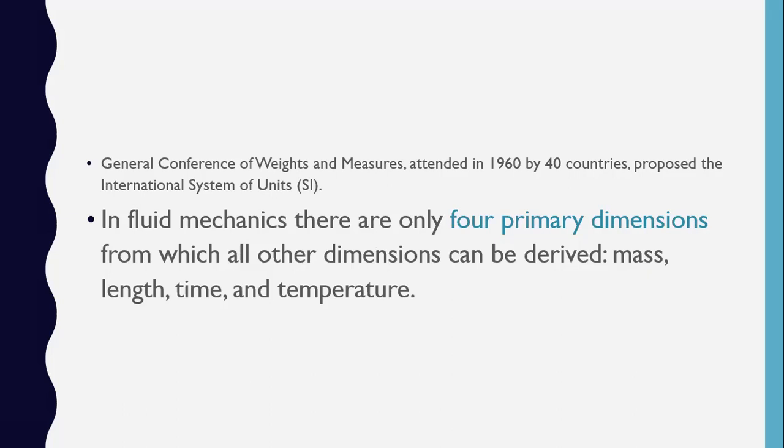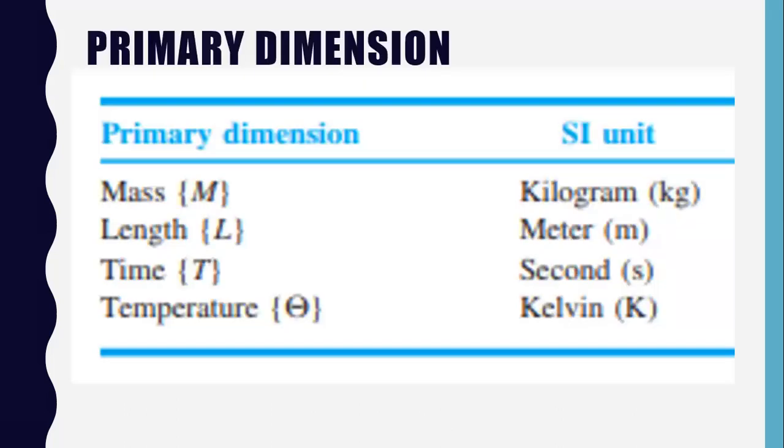In fluid mechanics, whenever we deal with dimensions, there are only four primary dimensions. The first are mass, length, time, and then temperature. These are the primary dimensions. The units for the primary dimensions are: for mass, kilogram; for length, meter; for time, second; and for temperature, Kelvin.